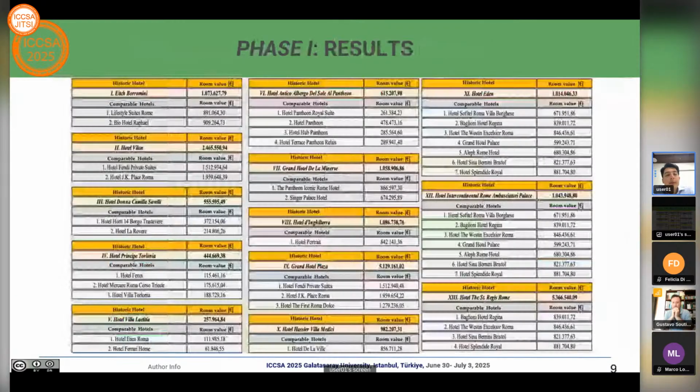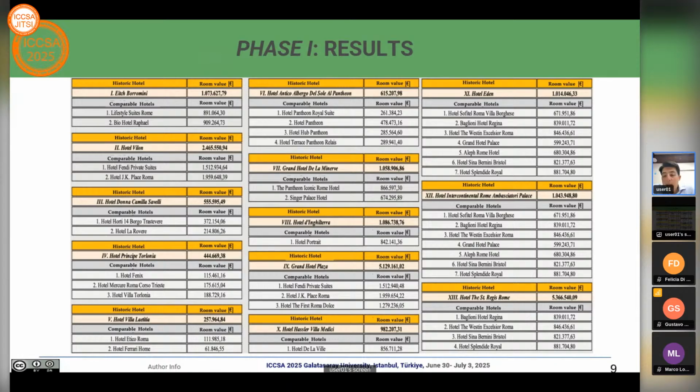And it can be observed that the value of the historic hotel room is in all cases higher than the value of the comparable assets' hotel room. And this is precisely due to the presence of the historical and architectural component.